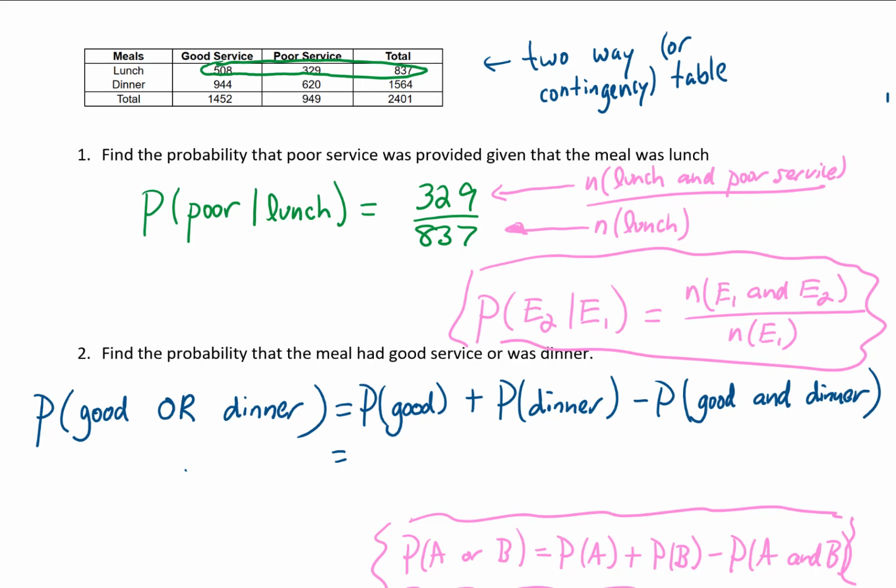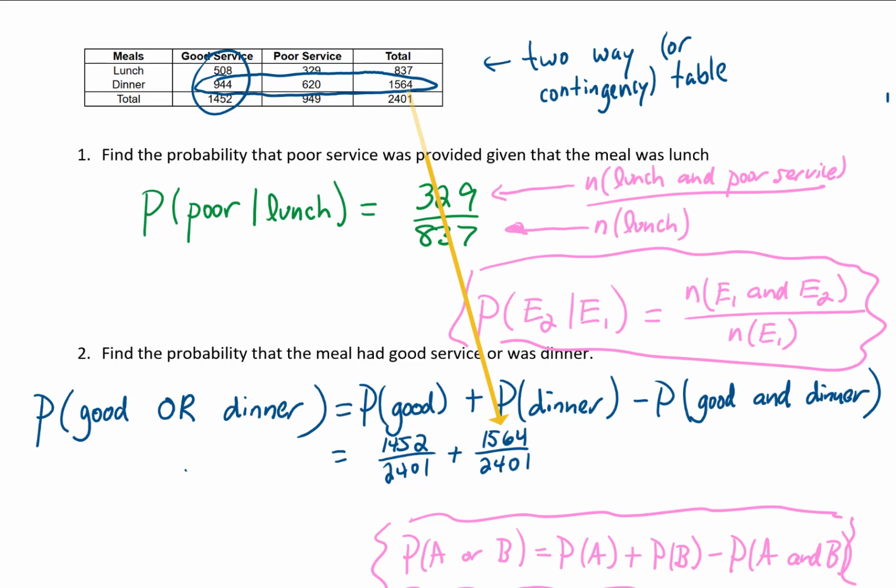Okay, let's look back at these numbers and first find the probability that we got good service. Well, the total number of people that got good service was 1,452. That was out of 2,401 total people surveyed. The probability that an individual was there for dinner can be read off of this row right here, where we can see that 1,564 people were there for dinner. Again, that is out of a total of 2,401 people surveyed.